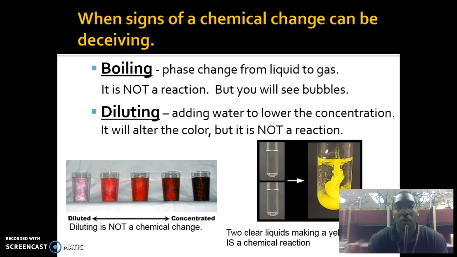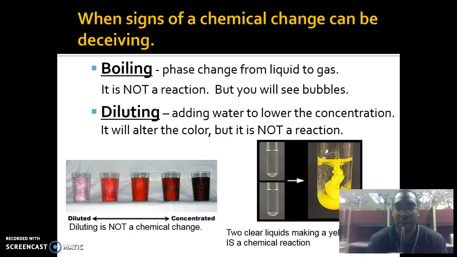Okay, signs of a chemical change can be deceiving. Again, boiling does not count. A phase change from a liquid to gas is what happens during the process of boiling. Okay, that is not a reaction. That is simply a phase change from liquid to vapor state of water. You will see bubbles in that instance, however, but that is not a chemical change. It just turns from liquid water to water vapor.